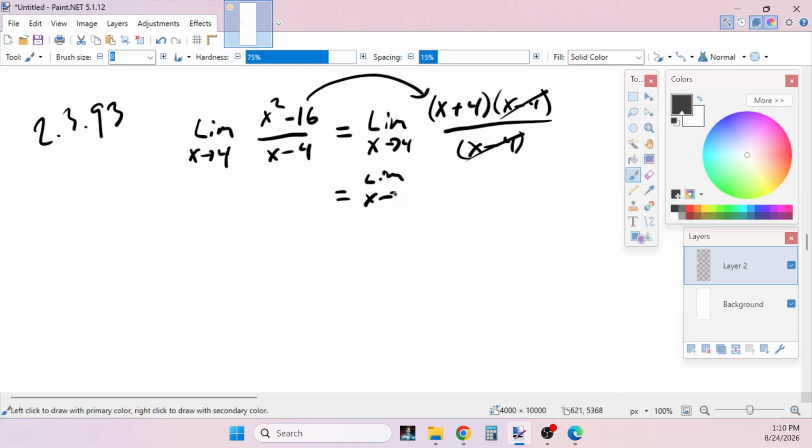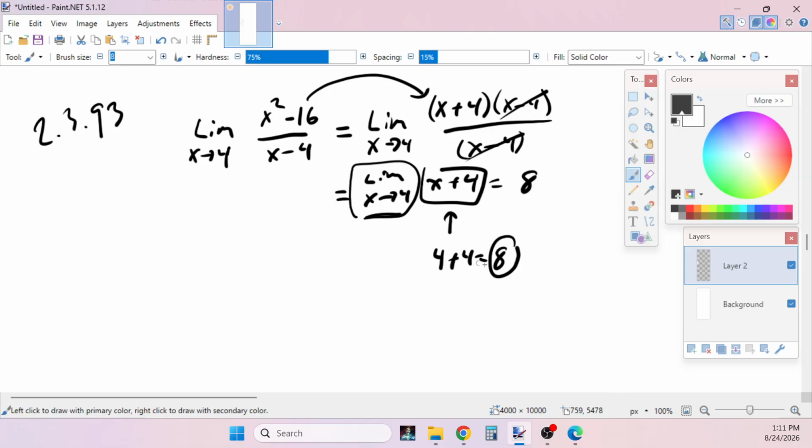The limit as x goes to 4 of x plus 4. And if I plug 4 into this x plus 4, I'm going to get 8. Lines are continuous. Continuous means the limit equals the value. So the value of this line is 4 plus 4 equals 8 when I plug in my x value of 4. The value of the line is 8. Lines are continuous, so the limit equals the value, and I get that.